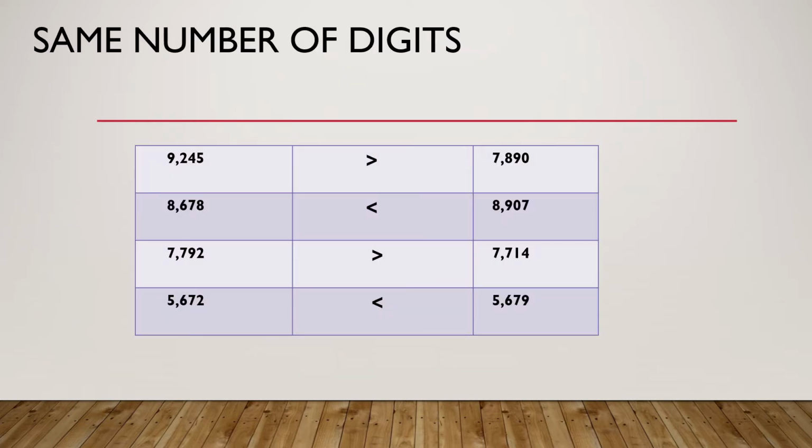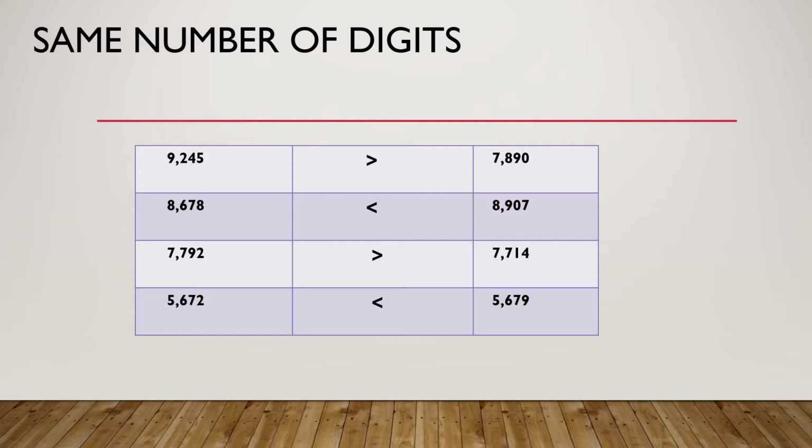Now students, let's compare some numbers when we have the same number of digits. Let's look at this table. As you can see, we are comparing 4-digit numbers with 4-digit numbers. Let's look at the first number on the left, 9245, and we have to compare it with 7890. Now over here, 9245 is greater than 7890. How do we know that?